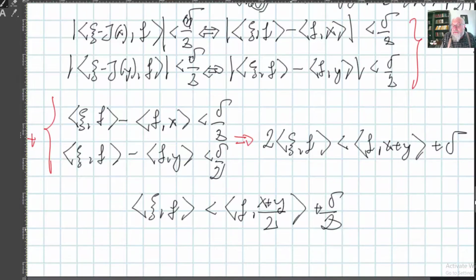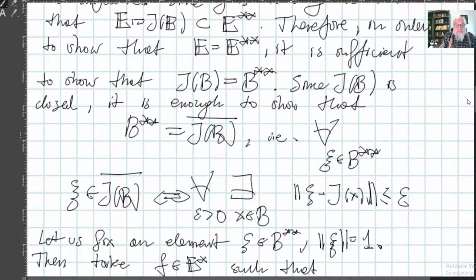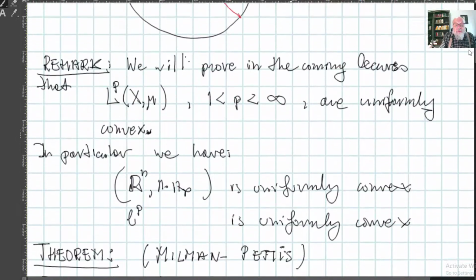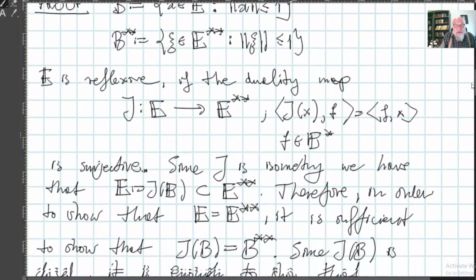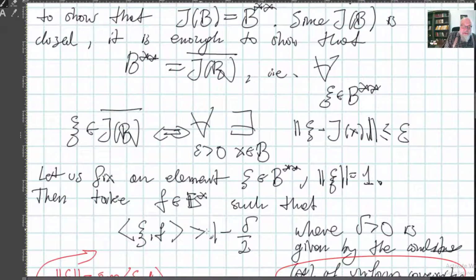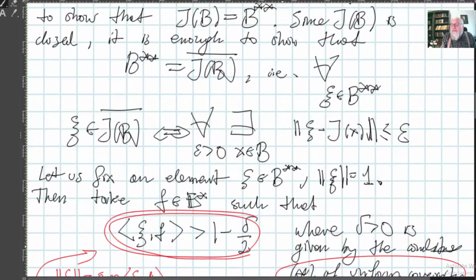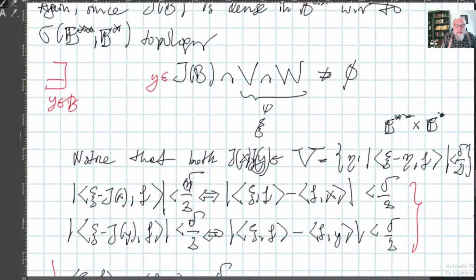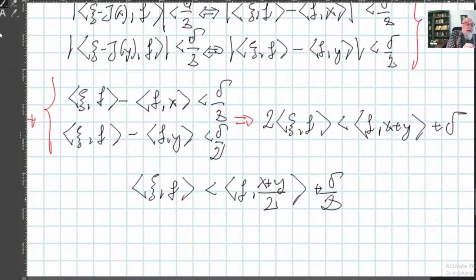Let me go back and recall to you, where is this condition? Yes, it is here. So this is the condition, and it's time to apply it now. So I will put it like this: this condition here is larger than 1 minus delta over 2.